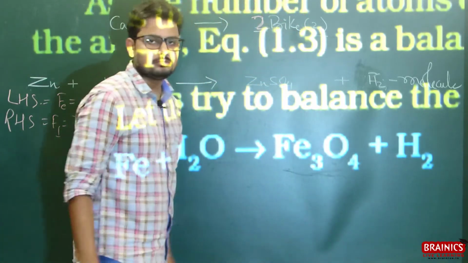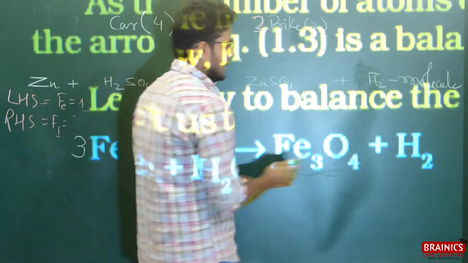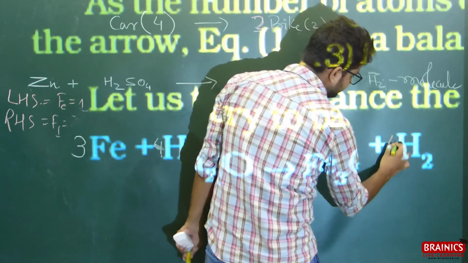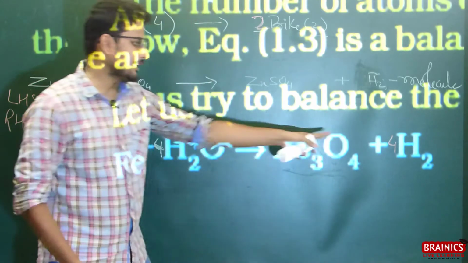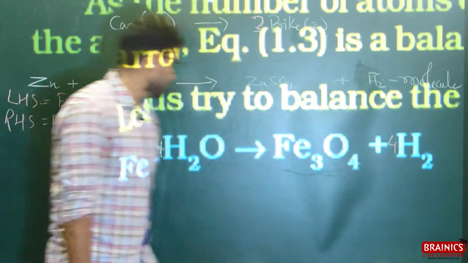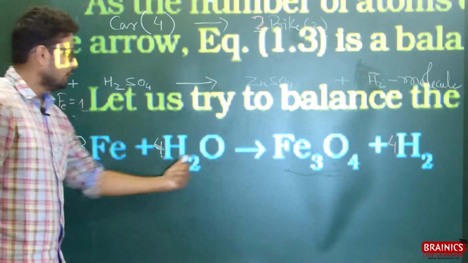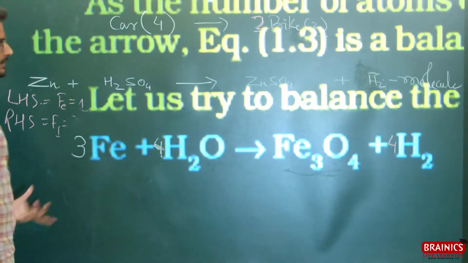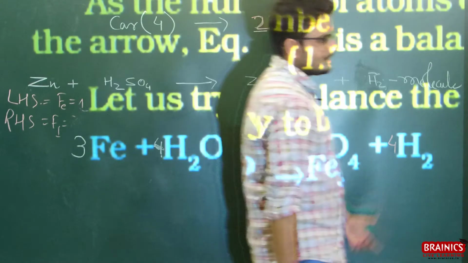So what can we do? We can write 4 over here. Isn't it? We can write 4. So 4 times 2 gives 8 hydrogen, and 4 oxygen. Fe3. So you can see the equation is balanced now.